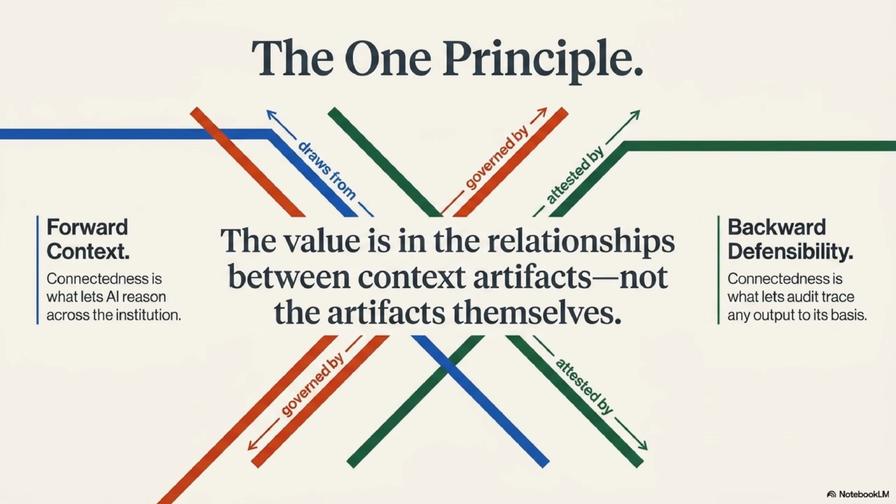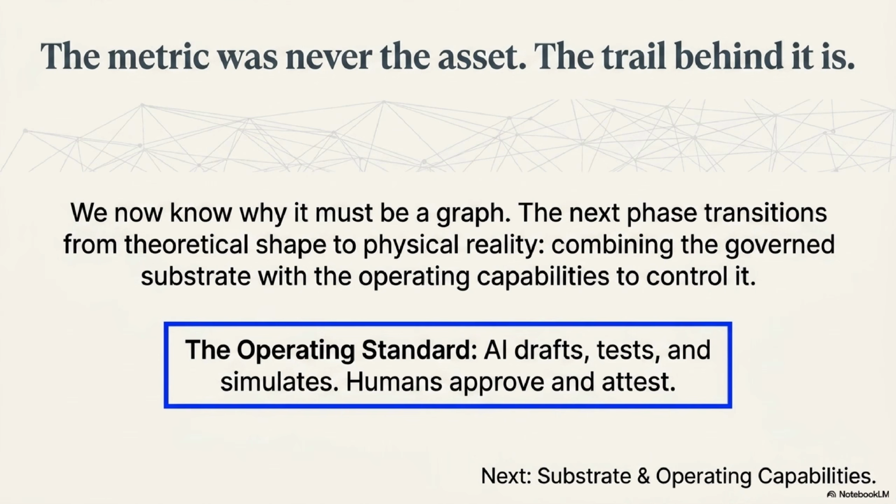So here's the principle to carry out of this episode. The value is in the relationships between context artifacts, not the artifacts themselves. Connectedness is what lets AI reason across the institution, and what lets audit trace any output back to its authoritative basis. We now know why it's a graph. Connections are the asset. Next, we get physical. What is this graph actually made of? Two halves: the substrate, the governed content, and the operating capabilities, the control environment around it. That's episode 4. The number on the board report was never the asset, the trail behind it is. I'll see you in episode 4.